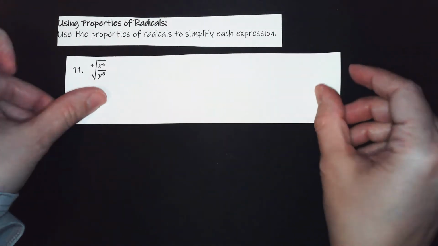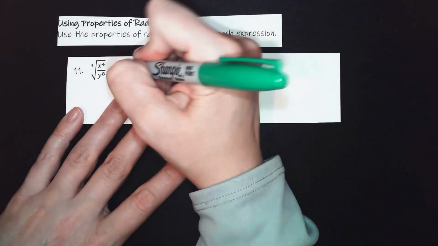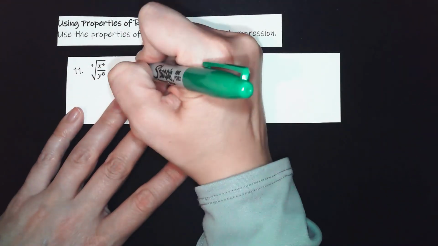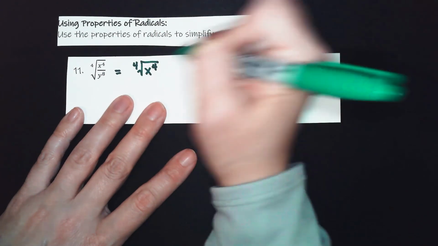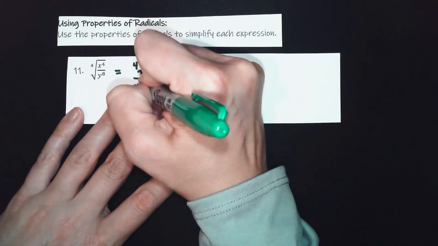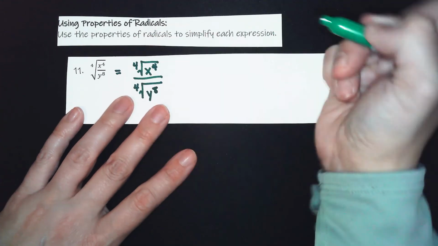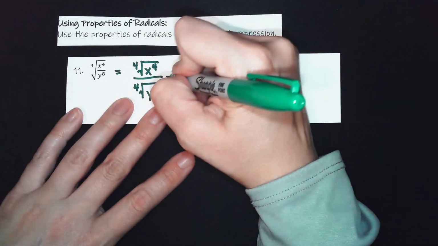Number 11 in the notes. All right. So again, I'm going to actually split this into 2 things. So everything is to the 4th root. So I'm going to separate it out so the numerator has the 4th root. And the denominator has the 4th root. Okay? And this one does the same thing.